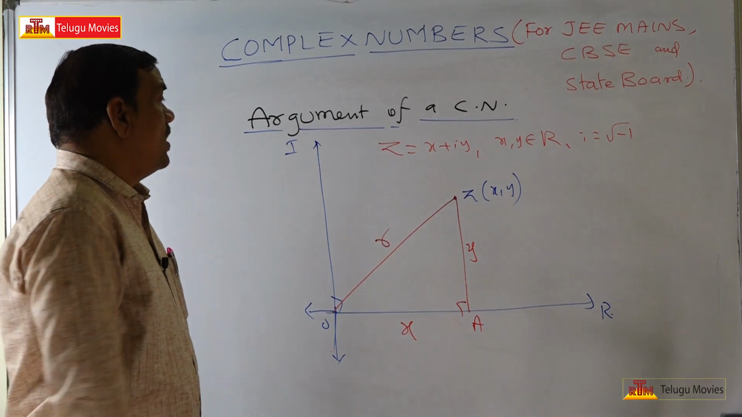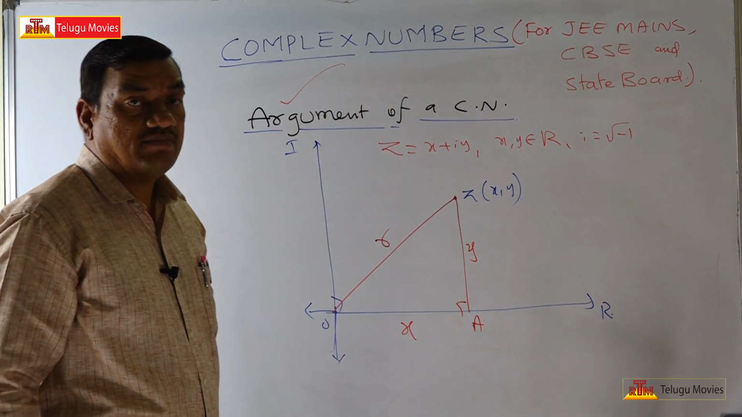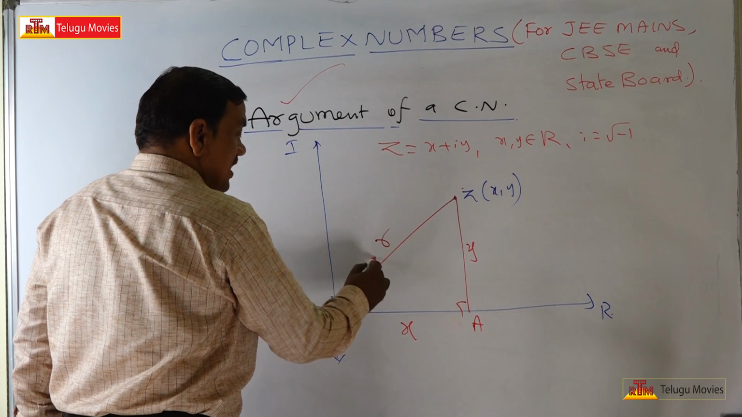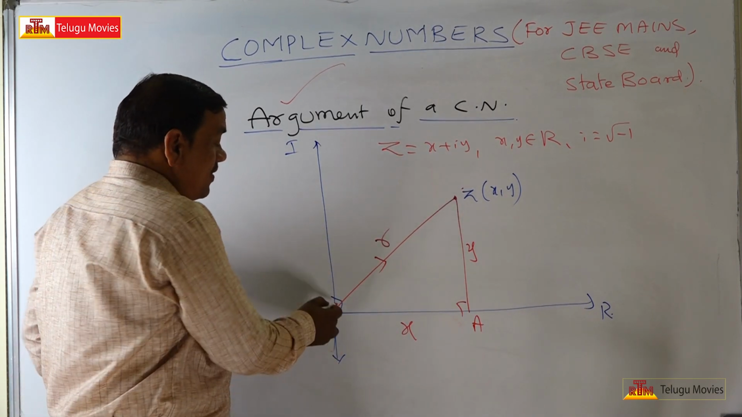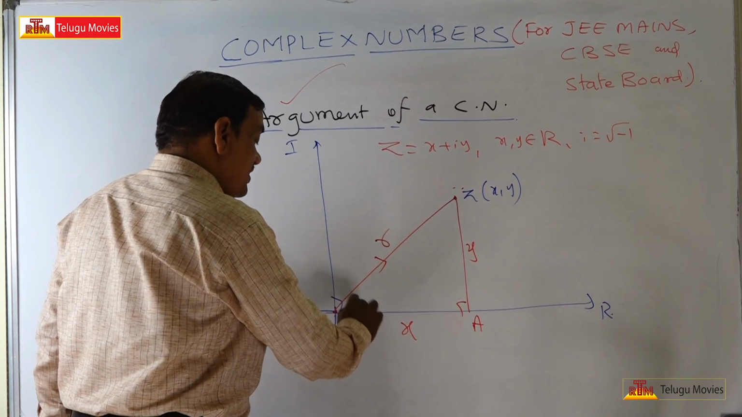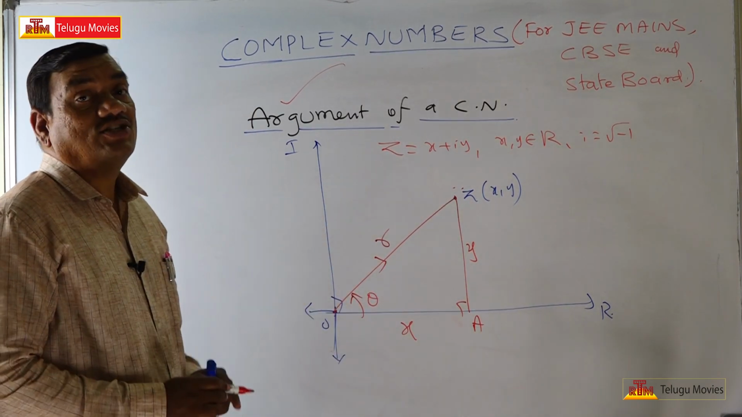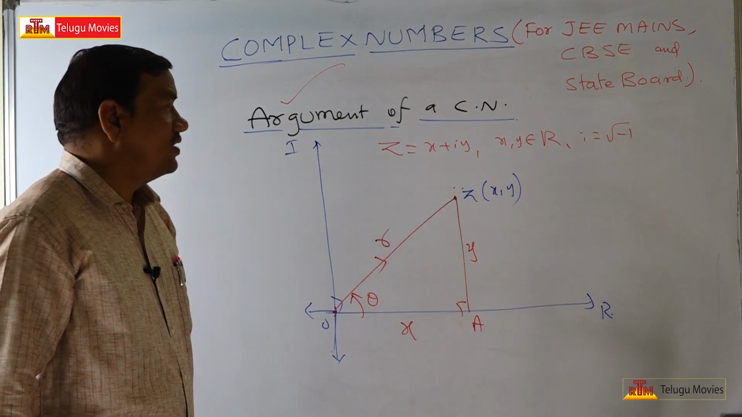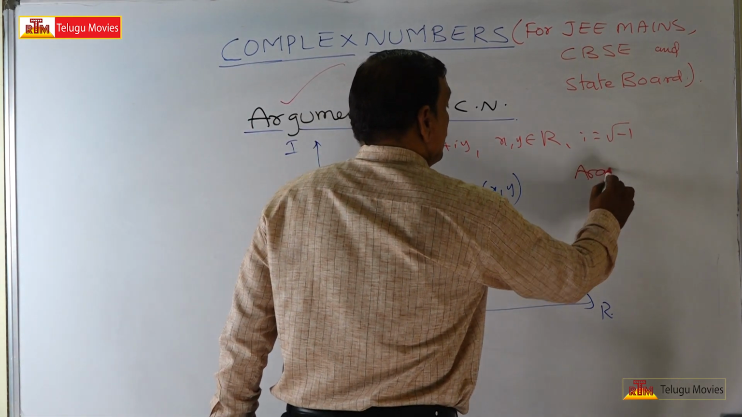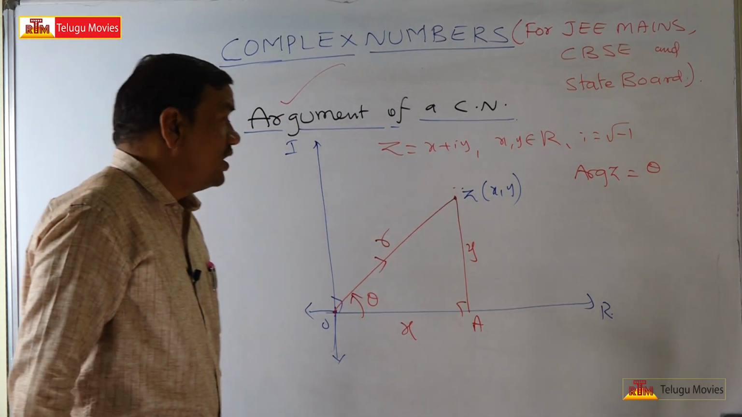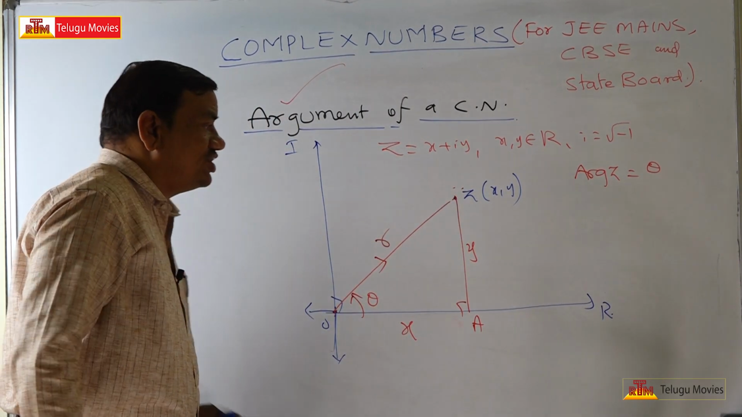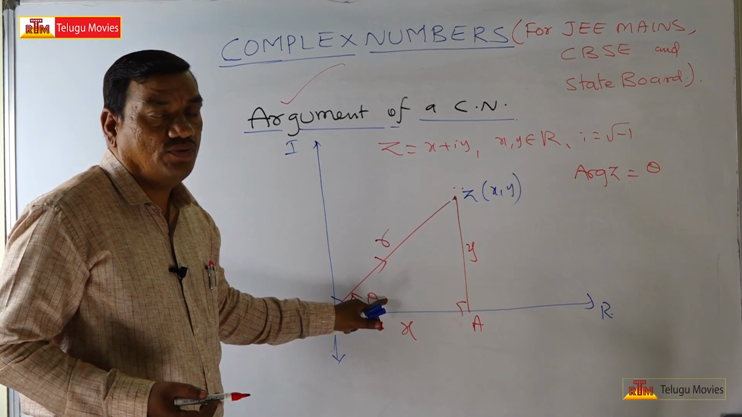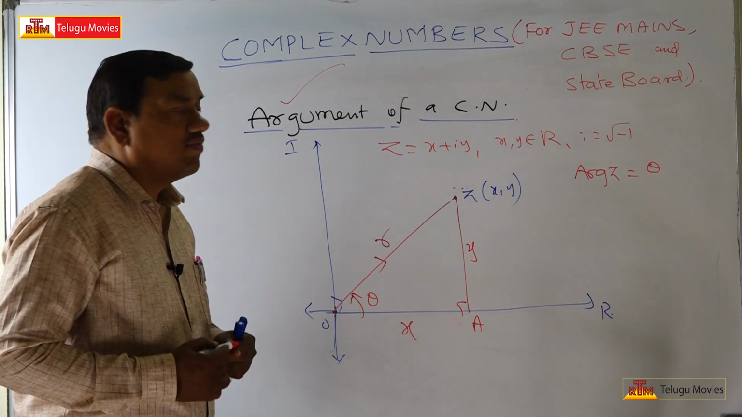Now, what is meant by the argument of a complex number? It is the angle formed by the line OZ, the line which joins the origin with the complex number. Here the angle is theta, and that is called the argument of that complex number. So, in general, the argument of z is equal to theta. As the complex number changes its position, theta will also change. So this is called the argument of a complex number.